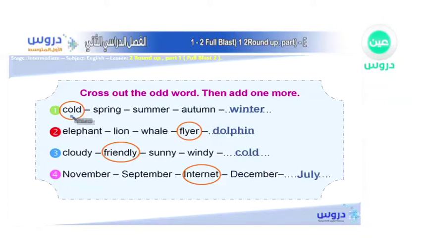As you can see now, we have crossed out the word cold because it's not related to the seasons, and we mentioned winter. Then we crossed out the word flyer because it's a piece of paper, not an animal like elephants or lions, whales, and we added dolphin. Then we had spoken about the weather in cloudy, sunny, windy, but friendly is not a weather. It's actually one of those characteristics in people. So we mentioned cold, for example. Then we have said November, September, December, the names of months, and we added July because it's another month. However, the word internet is not a month at all.